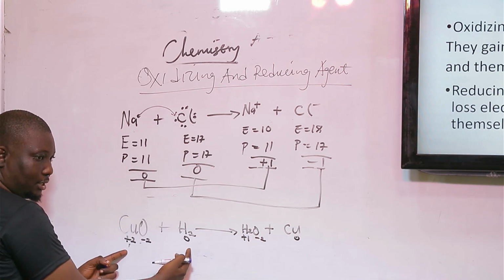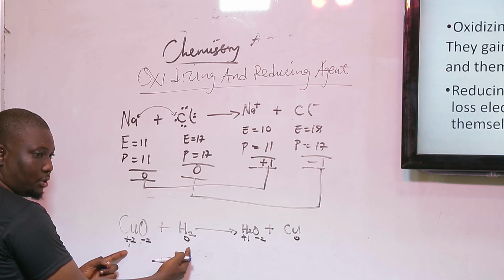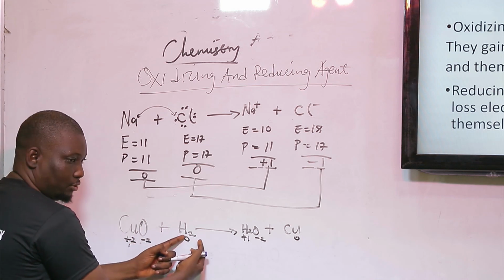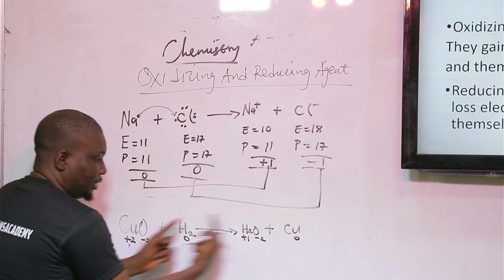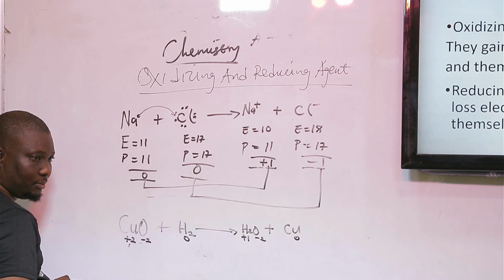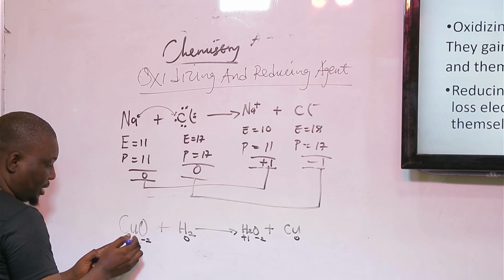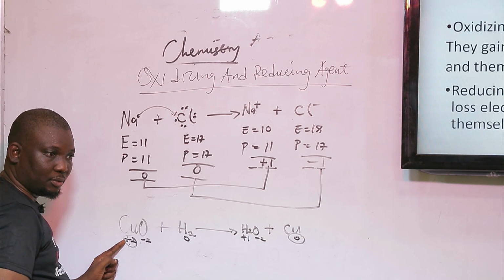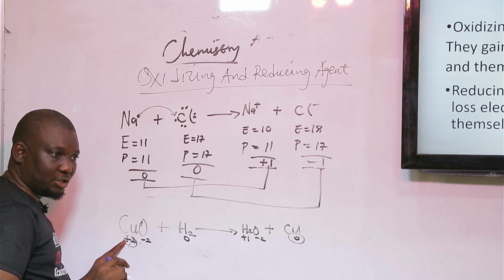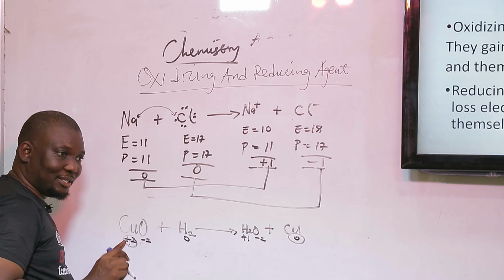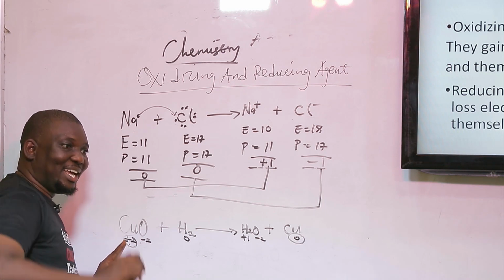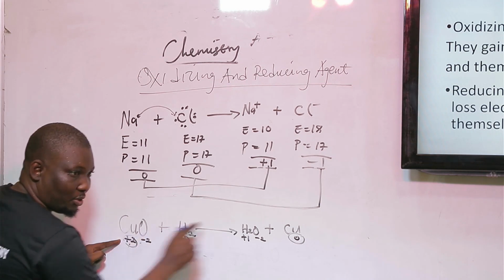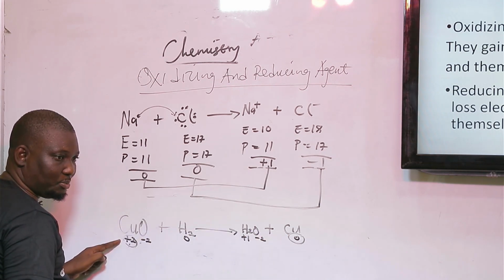And now go to your reactants. Okay, so the question is, which one is the oxidizing agent? Between CuO and hydrogen, which of these has been reduced in the reaction? It is copper. Copper has been reduced from +2 to 0. According to our definition, oxidizing agents will be a reduced species. Now you see that it has changed from +2 to what? 0. Are you with me?